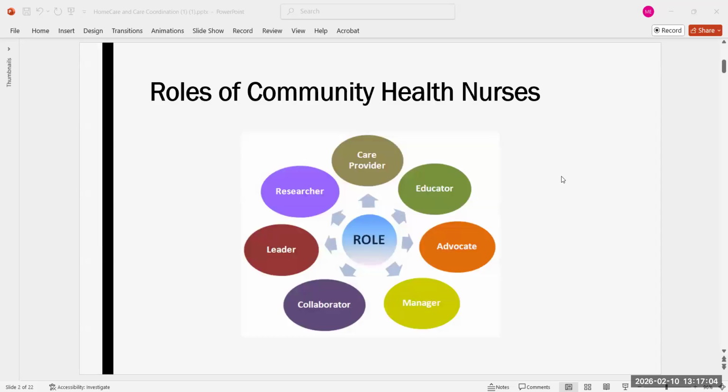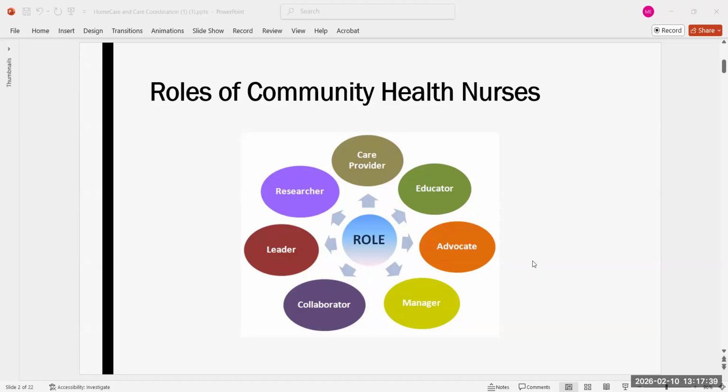So when looking at the roles of community health nurses, especially we're going to focus on home health, community health nurses can practice in diverse settings, and this can include a public health nurse, home health nurse, hospice, occupational health, school nurses. Those are just a couple examples of what roles of nurses may be within community health specifically. But when we're looking here at the different roles, there's many.